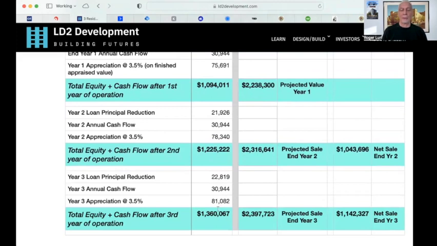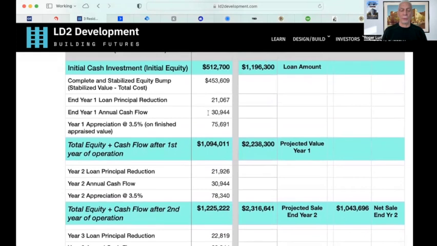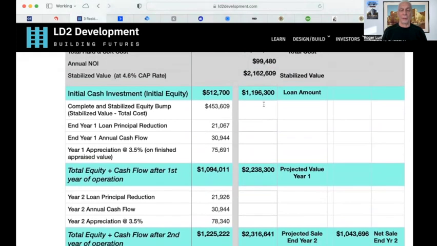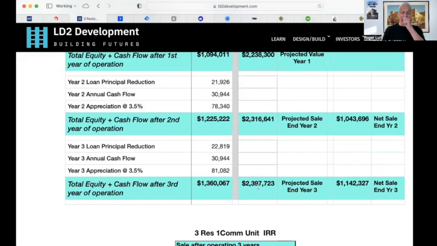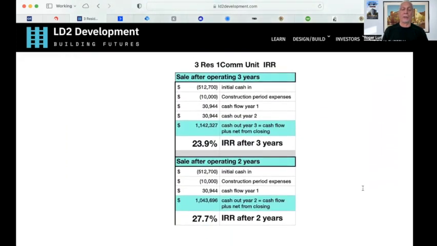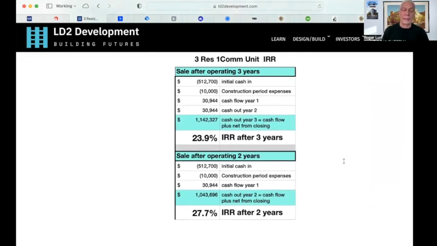Now, this value, of course, is going up too, based on 3.5%, but it's based on this higher number. So this is my value at the end of my third year of operation. After paying off the construction loan and my closing costs and all that, my net of sale now is 1,142,000. And so I've made way more than doubled my money over this period of time. So this gives you an idea of what these IRRs look like now.